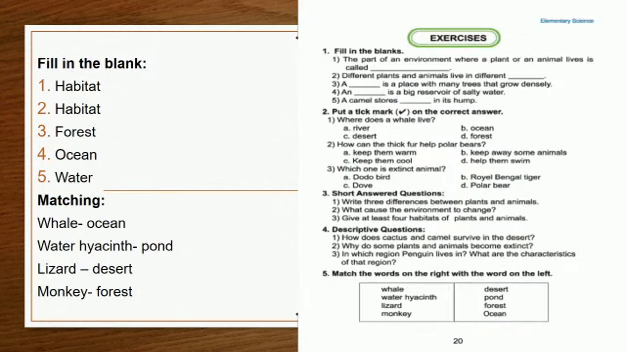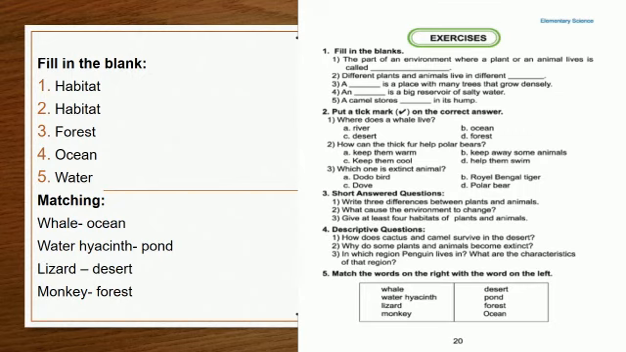So this is the end of the chapter, and here is an exercise for you. Here is number 1, which is fill in the blank. I have done this for you. So number 1, the part of environment where a plant or an animal lives is called, yes, the answer is habitat. Number 2, different plants and animals live in different habitat. Number 3, a dash is a place where many trees grow densely. So the answer is forest. A forest is a place.